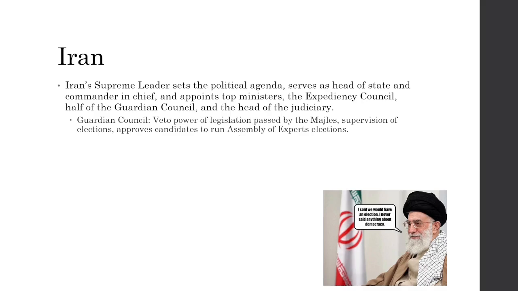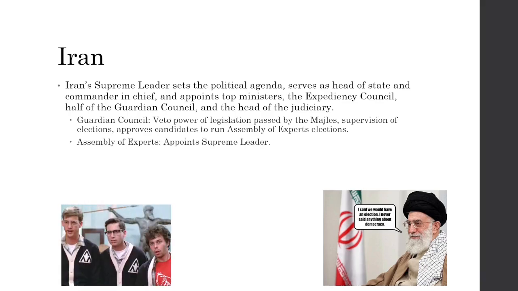Let's start with the Guardian Council. So the Guardian Council has the role of vetoing legislation that's passed by the legislative branch, which is the Majlis, and essentially they will veto legislation that is not compliant with Islamic law. They also supervise elections for the president, and they will approve candidates to run in the Assembly of Experts elections. Now, the Assembly of Experts appoints the supreme leader.